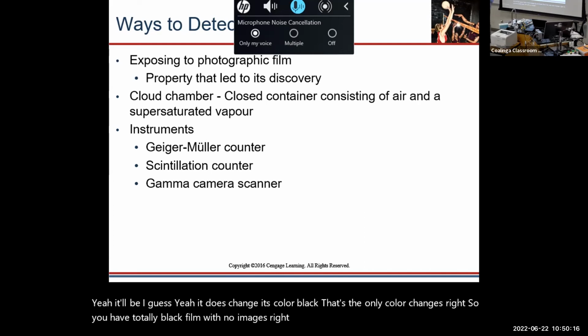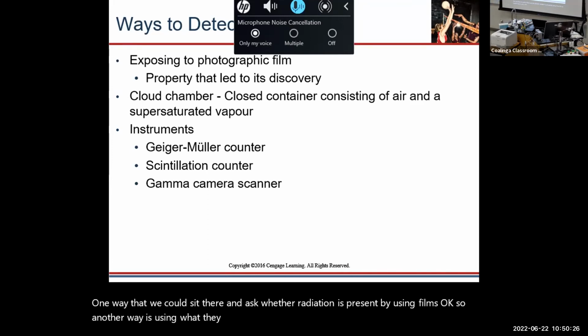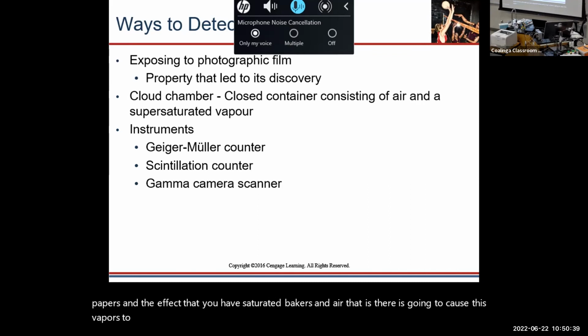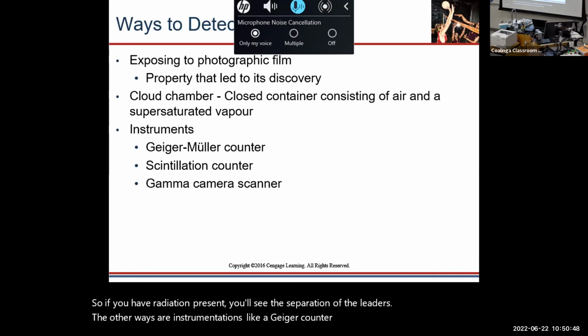So one way that we could test whether radiation is present is by using film. Okay. So another way is using what they call a cloud chamber, right? Basically it's using saturated vapors, and the fact that you have saturated vapors and air there is going to cause those vapors to separate. Okay, so if you have radiation present, you'll see the separation of the vapors. Okay, the other ways are instrumentation like a Geiger counter, right? Geiger Mueller counter, scintillation counter, and a gamma counter scanner.